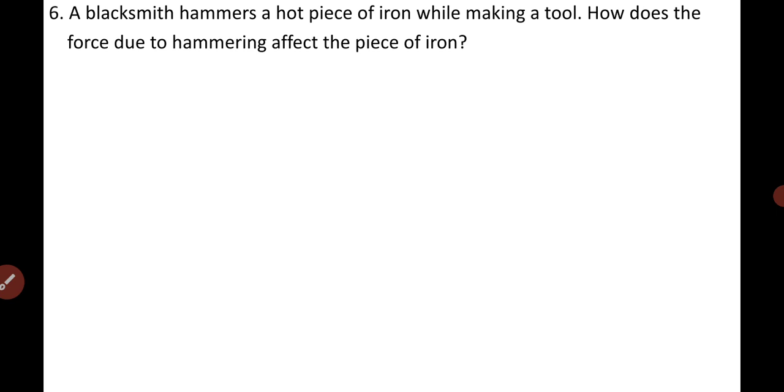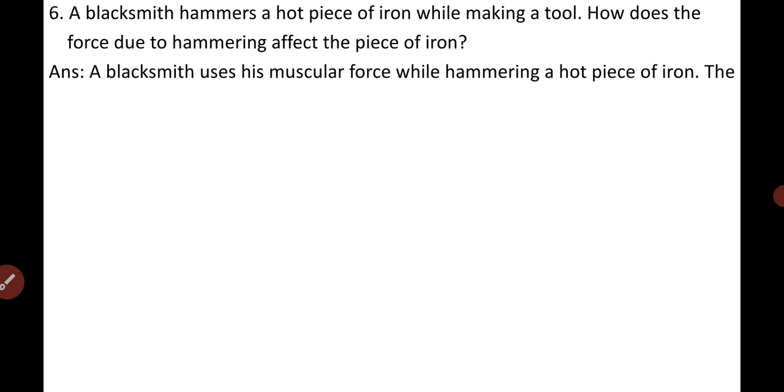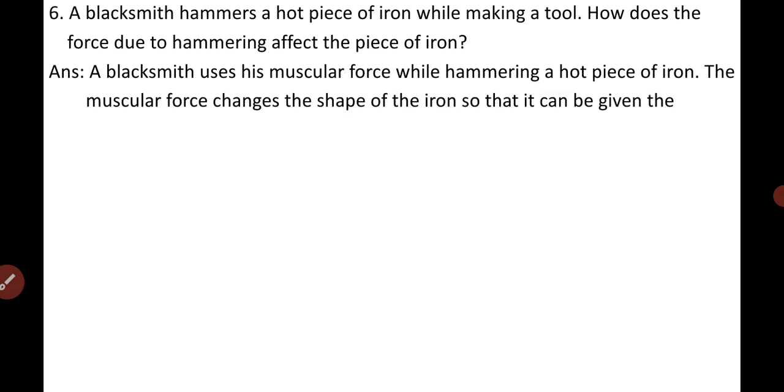A blacksmith hammers a hot piece of iron while making a tool. How does the force due to hammering affect the piece of iron? So first of all, when a blacksmith hammers a hot piece of iron, what type of force is exerted by the blacksmith? It is muscular force, right? It is muscular force.